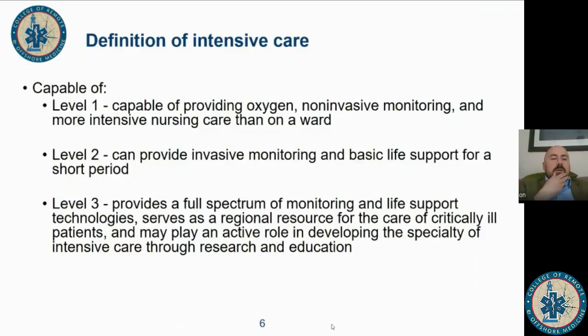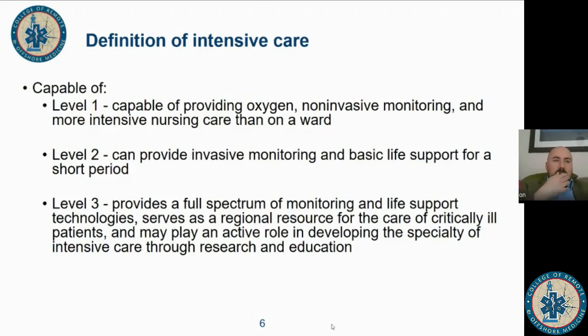I think the next thing to think about is what is intensive care capable of. It's capable of essentially three levels of care, where I'm sure many of you have heard of high dependency versus intensive care and how many organs you're supporting in a critically injured or critically unwell patient. But if you break it down to level 1, 2, and 3, level 1 would be a facility capable of providing oxygen, non-invasive monitoring, and more intensive nursing care than would be received on a ward. I suspect for most of you practicing medicine in an austere environment, your setup, if you're going somewhere, will be looking to base around level 1 intensive care.